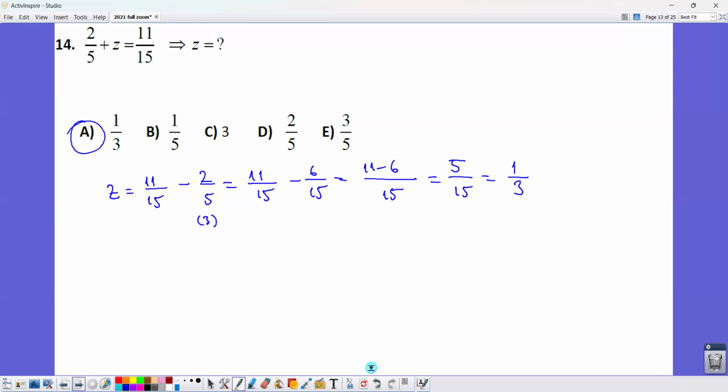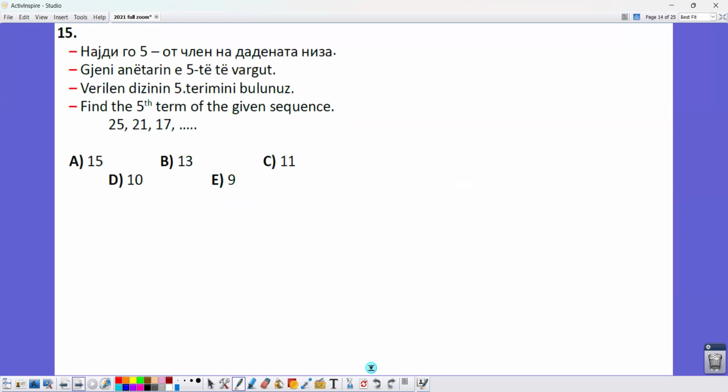Any question? No, I think. Now we are coming to the 15th one. It says find the fifth term of the given sequence. The sequence is given as 21, 25, 21, 17, and this one is the fourth one. We are looking for the fifth one.